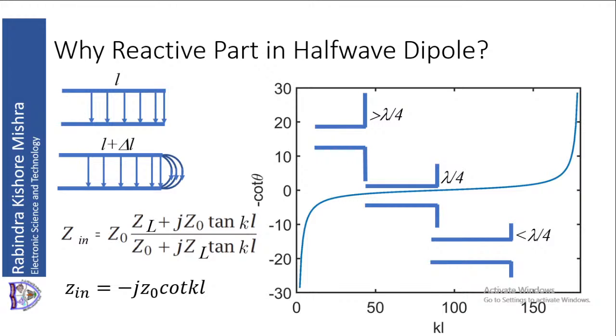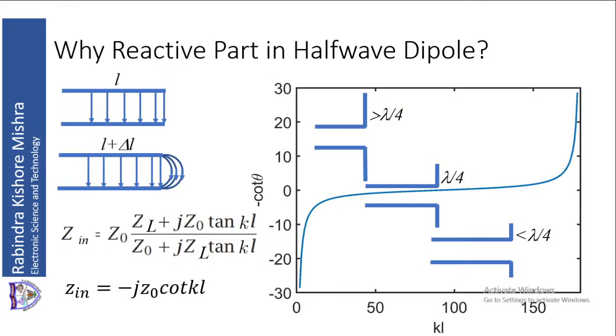So the flared length greater than lambda by 4 gives us an inductive value. Flared length less than lambda by 4 gives us a capacitive value. Flared length equal to lambda by 4 gives us a resonating value, because Zin is equal to 0, so the reactive part is 0. If the reactive part is 0, it is purely resonating. So that is what we need.